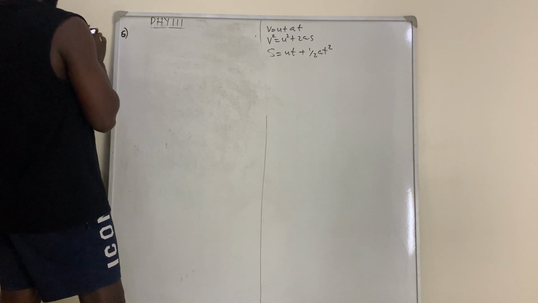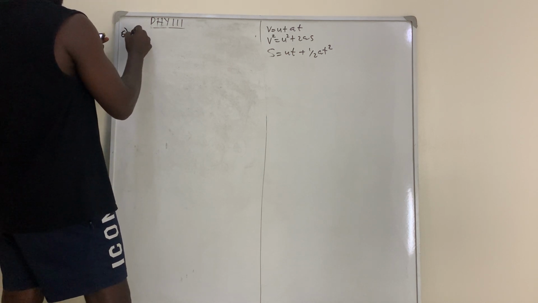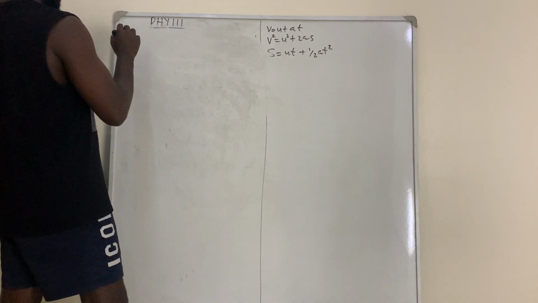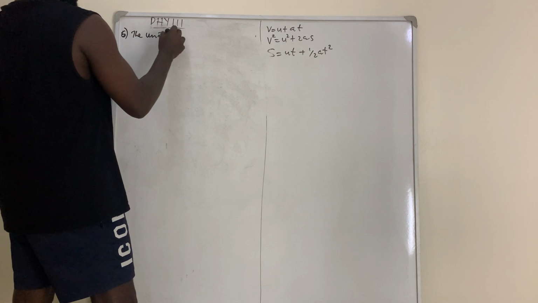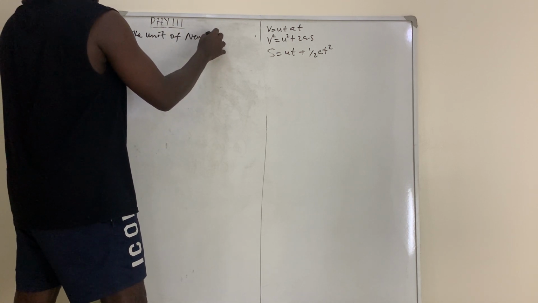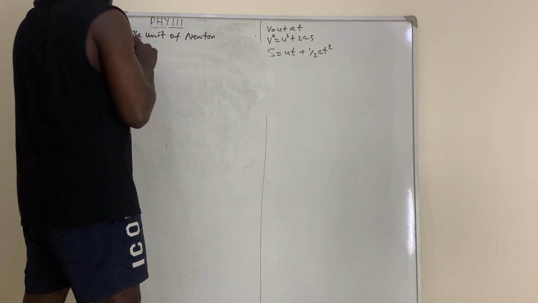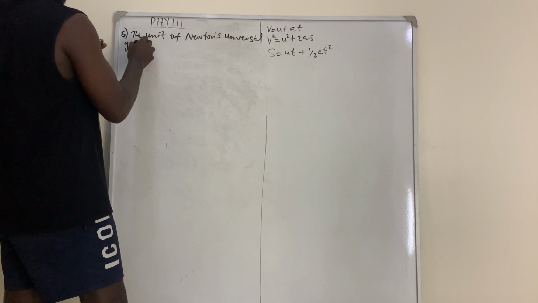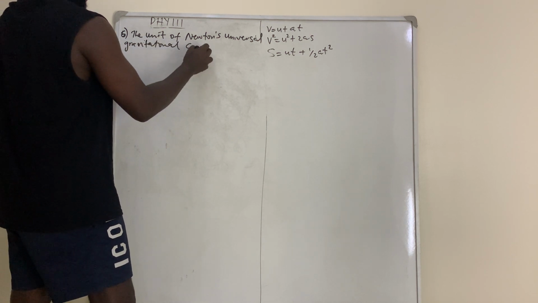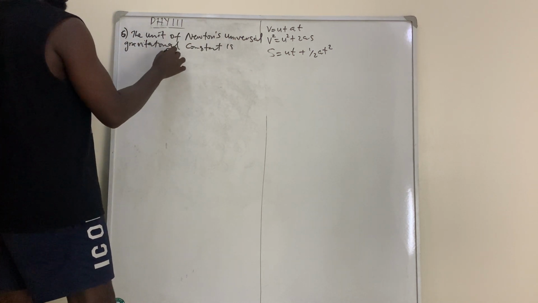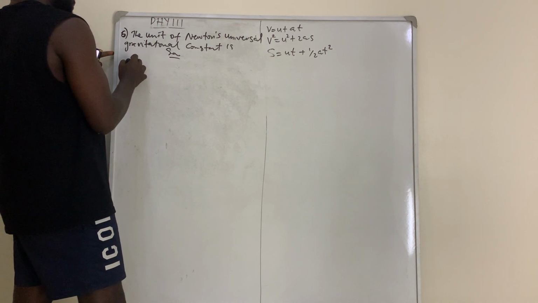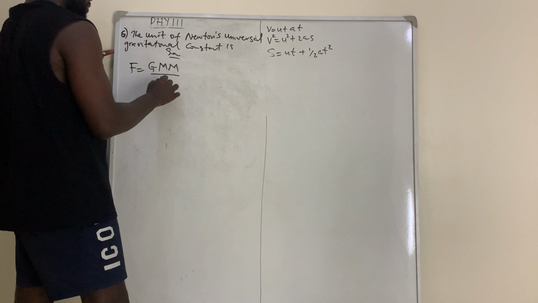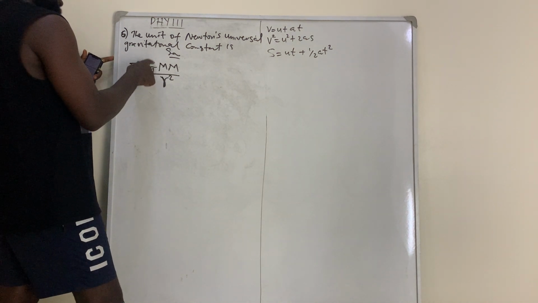So question number 6. Question number 6 said the unit of Newton's universal gravitational constant is, let me write it. Now how do you do this? I know that the force of attraction between two masses is directly proportional to the product of the masses, and inversely proportional to the square of their distance apart. Don't forget this formula. Then this is our G, that is the Newton's gravitational constant.